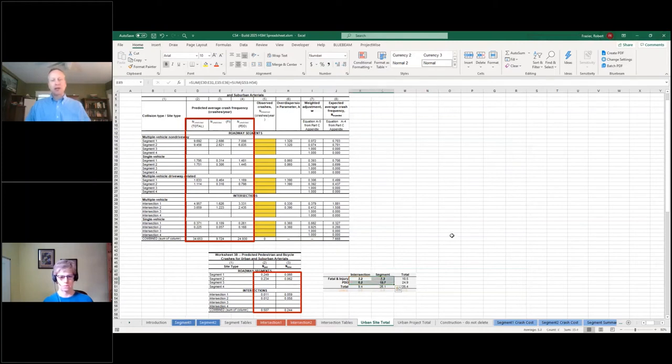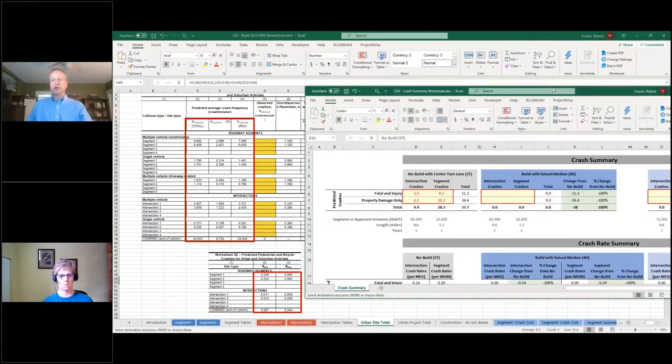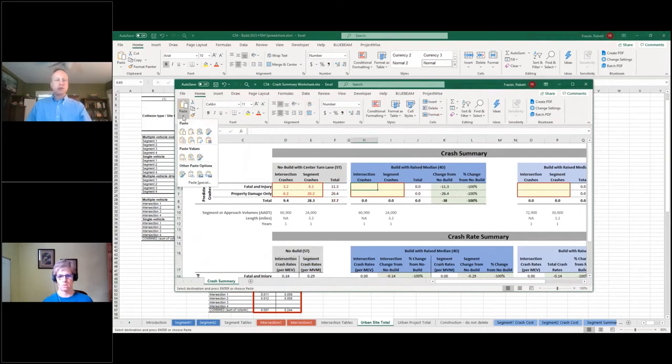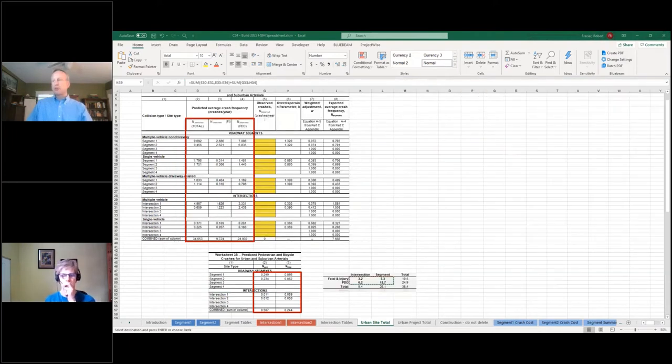All right, and then we're going to go ahead and copy the 4 summary numbers again into our workbook. So we'll go ahead and paste those in. I'm going to say one other thing here. I've pasted them in, but before I go further, I do want to draw your attention. We are using columns D, E, and F, which are the predicted numbers. We did not put the observed crashes in column G in either of these spreadsheets, as we're not using empirical Bayes. So we are not getting an expected average crash frequency.